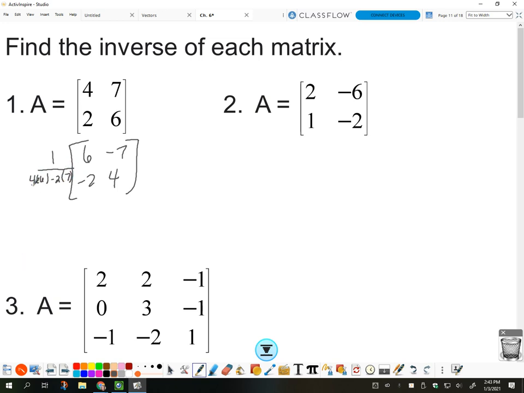Alright, so this is 24 minus 14, so 10. So that's 1/10 that we're going to multiply through this matrix to give us 6/10. I'm going to go ahead and just do decimals. Negative 7/10, negative 2/10, and 4/10.